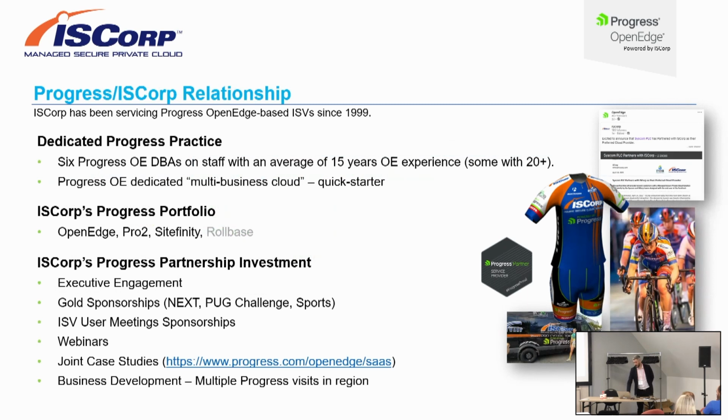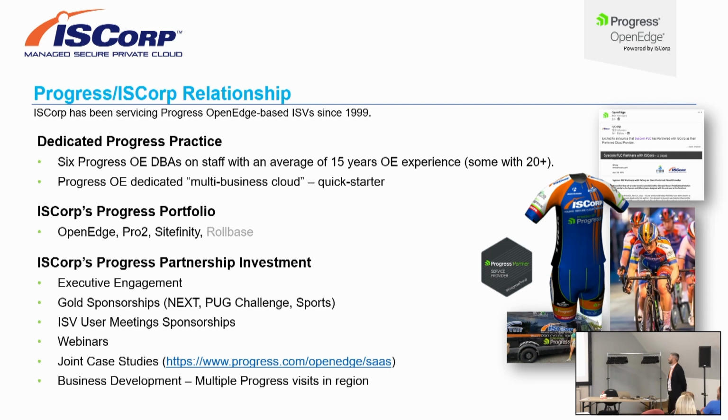Okay, a little bit more now about Progress and the ISCorp relationship. So, as mentioned, 6 is actually 7 now DBAs on staff, with an average of 15 years experience. I alluded at the beginning, people come and start working for ISCorp and they don't leave. I guess that's a good thing. And some of them are 20 years plus. So, you know, we've got a multi-business cloud for quick starter, for Progress OE quick starter.